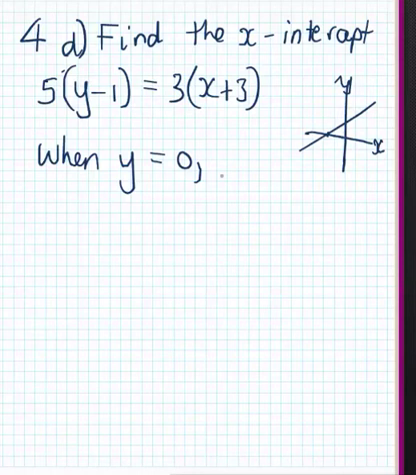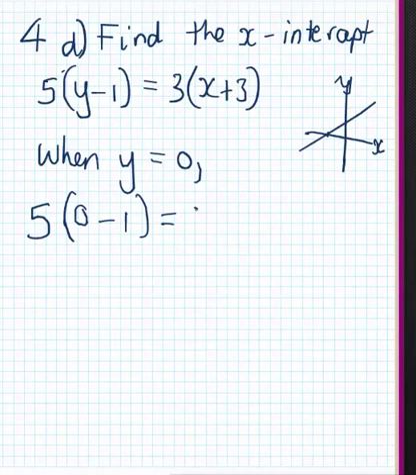So when y equals 0, here's my y. I'm going to make that y equal 0. So I'm going to have 5 bracket, just write it as it is. Instead of y, we write 0, take away 1 equals, and we've got 3. I'm going to expand this side just to save me a step. So 3 times x is 3x, and 3 times 3 is positive 9. And on this side now, I've got 0 take away 1, because instead of y, I've substituted 0. And so 0 take away 1 is simply negative 1.